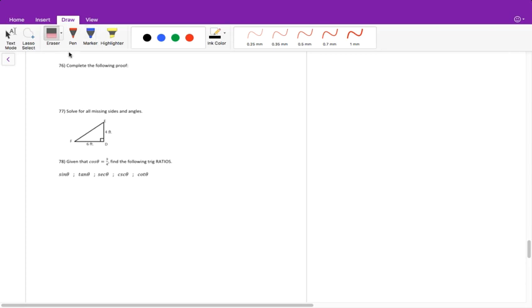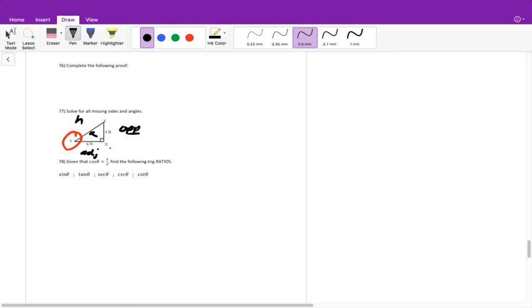All right. So for number 77, solve all missing sides and angles. What I'm going to do first is solve for the angles. It will tell you to round these to the nearest tenth, and your sides will be rounded to the nearest hundredth. So I'm going to solve for angle F first. What we need to do first is find all of our sides. This is our hypotenuse, this is our opposite, and this is our adjacent. So we use our song, SOHCAHTOA.